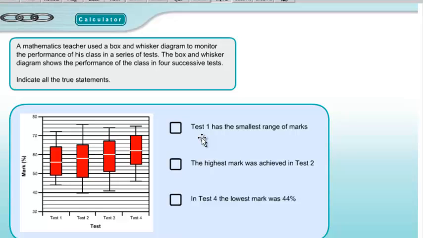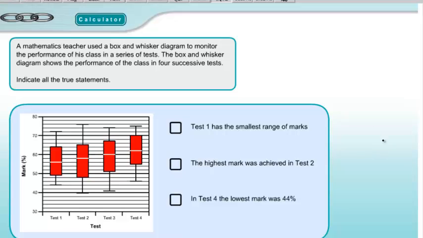So test 1, does it have the smallest range of marks? Yes or no? So let's think, what does the range mean? Well, the range in maths and statistics means the biggest take away the smallest mark. Now test 1, compare that with test 2. We don't even have to work out the difference between the highest and the smallest for each one, because visually we can see that test 1 definitely has a smaller range than test 2. Likewise for test 3. Gets a bit trickier when we're comparing test 1 against test 4. They look quite similar, so we have to have a closer look at it.